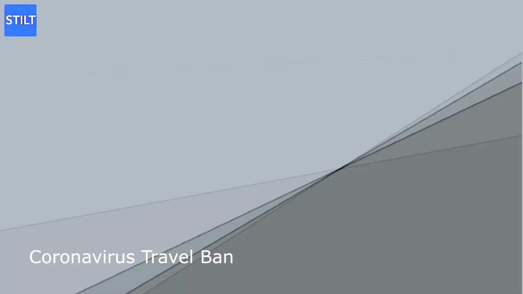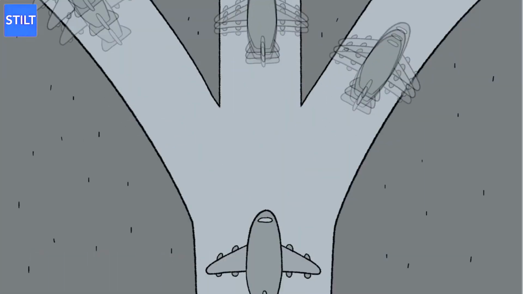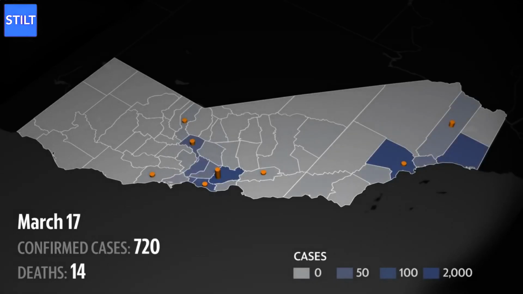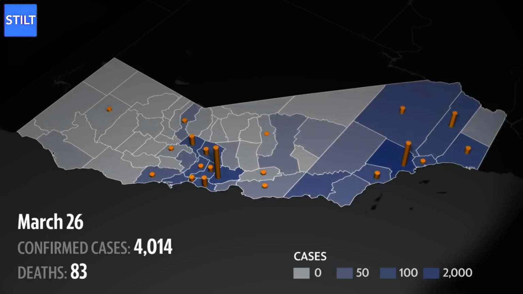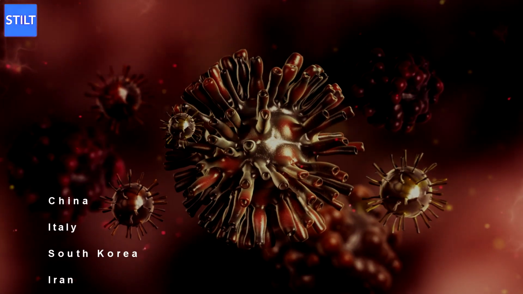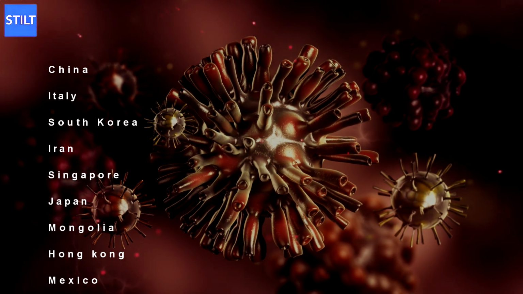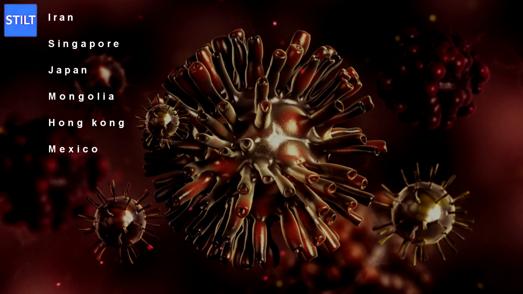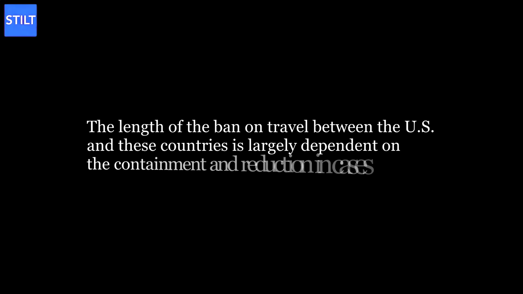Coronavirus travel ban. In an early effort to limit the spread of the coronavirus within the U.S., the government instituted a travel ban between the United States and countries that have a significant number of reported cases of the virus. These countries include China, Italy, South Korea, Iran, Singapore, Japan, Mongolia, Hong Kong, and Mexico. The length of the ban on travel between the U.S. and these countries is largely dependent on the containment and reduction in cases of the coronavirus globally, and in these countries in particular.